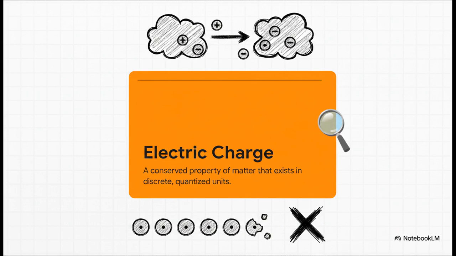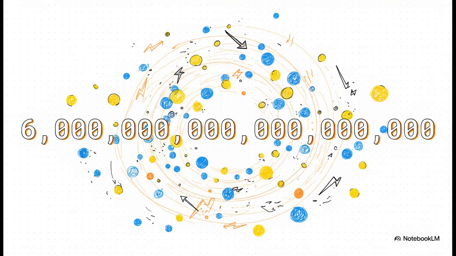It's an all-or-nothing deal. To really wrap your head around the sheer scale of this, let's look at this standard unit of electrical charge, the coulomb. Ready for this? Just one single coulomb of charge contains a mind-boggling 6 quintillion electrons. That is a 6 followed by 18 zeros, 6 times 10 to the 18th power. When you stop and realize just how incredibly tiny a single electron is, that number is honestly just staggering.